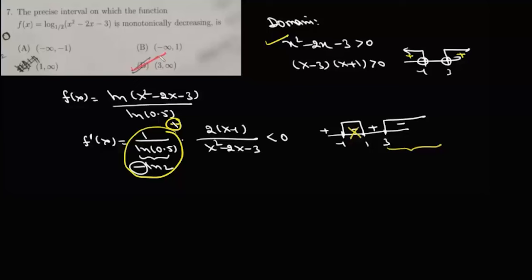Now we look at the critical points. The critical points are minus 1, 1 and 3. And we have this minus sign, so the rightmost is minus, so minus, plus, minus and plus. We need where this function is decreasing, the minus sign.